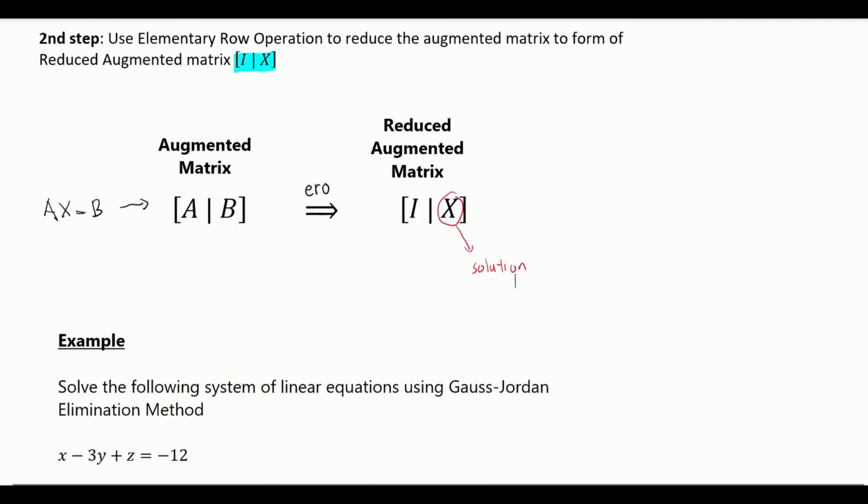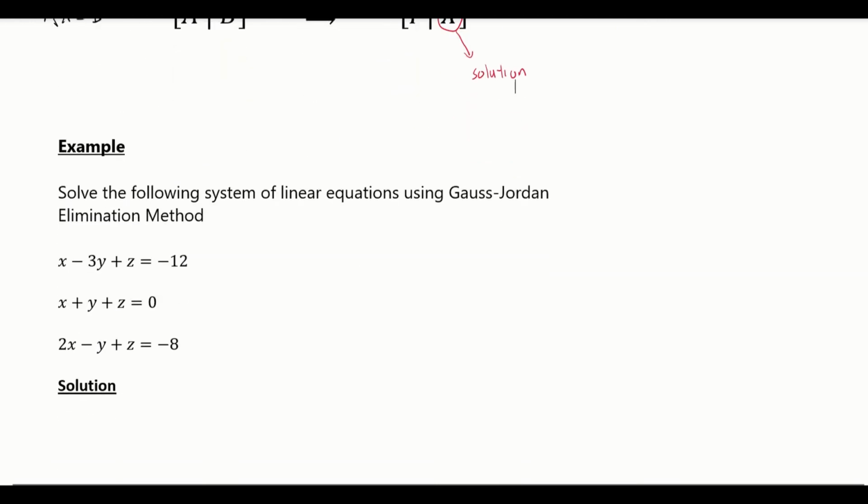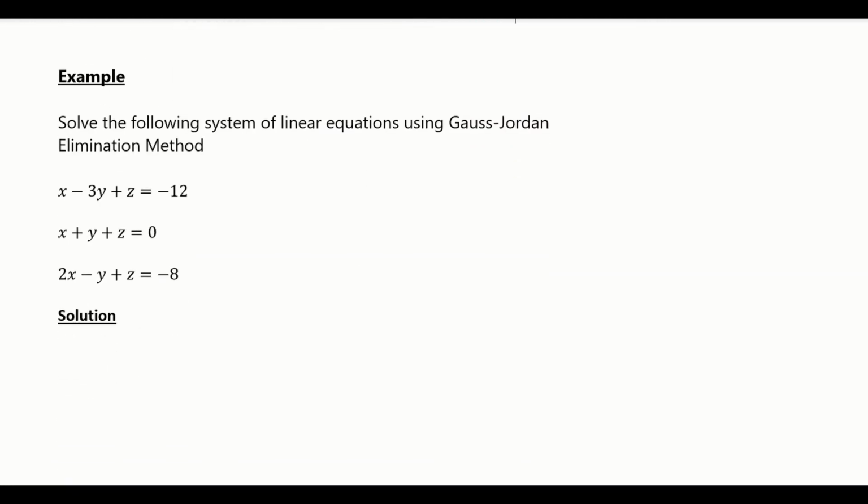So let's take a look at an example here. For example, solve the following system of linear equations using the Gauss-Jordan elimination method. We have three equations here: x minus 3y plus z equals negative 12, x plus y plus z equals 0, and 2x minus y plus z equals negative 8.